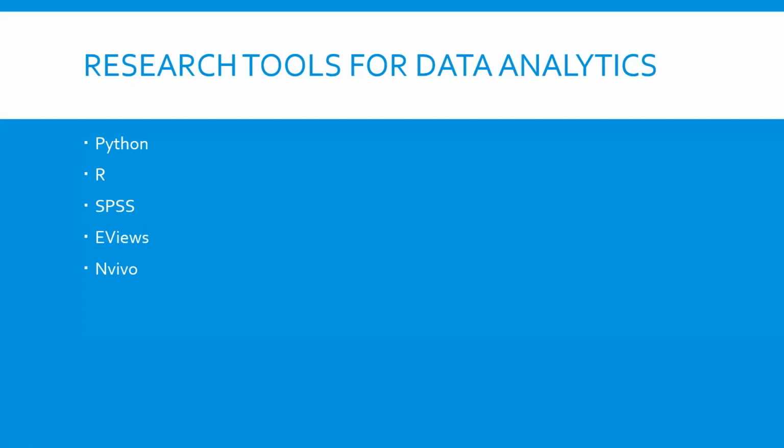Some of them are free, some of them are paid. Python and R are totally free software that we can use for the data analytics part. But SPSS, EViews, and NBO are not free. They have some trial versions, and we can use them and purchase our license as per our requirement. So today we will focus on Python only. It is a free open source tool.